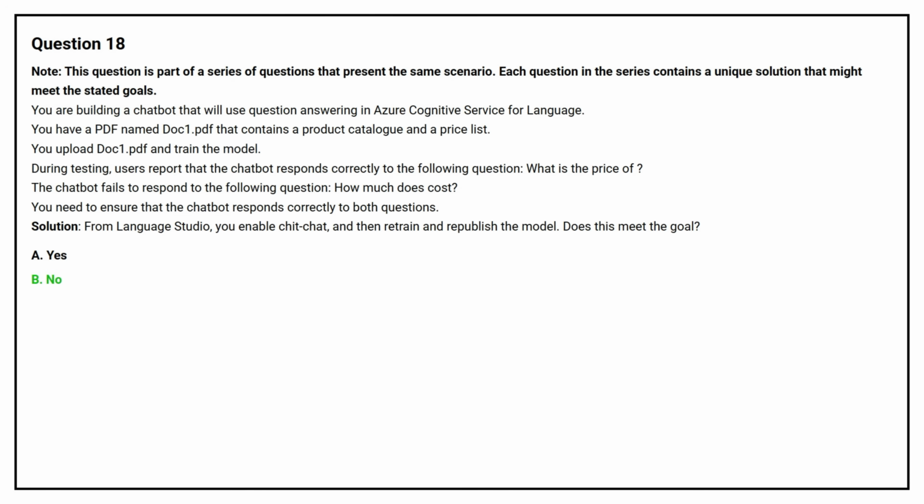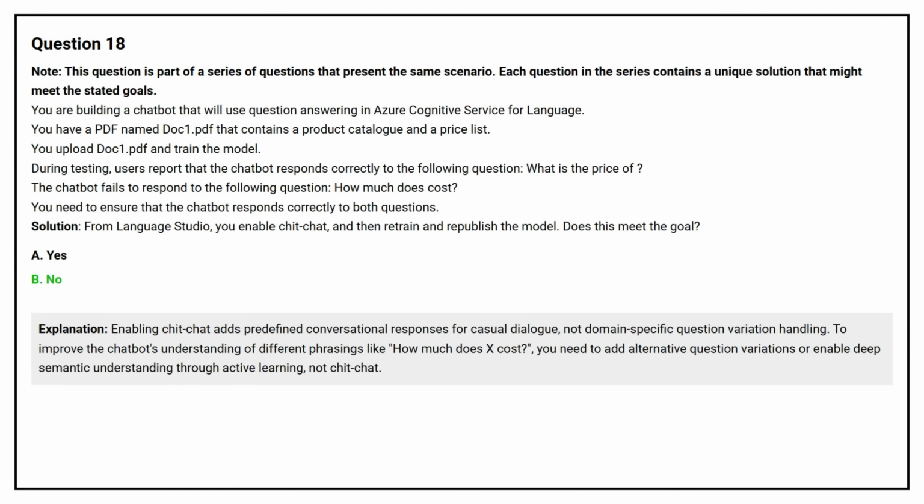The correct answer is option B, no. Enabling chit-chat adds predefined conversational responses for casual dialogue, not domain-specific question variation handling. To improve the chatbot's understanding of different phrases like how much does X cost, you need to add alternative question variations or enable deep semantic understanding through active learning, not chit-chat.